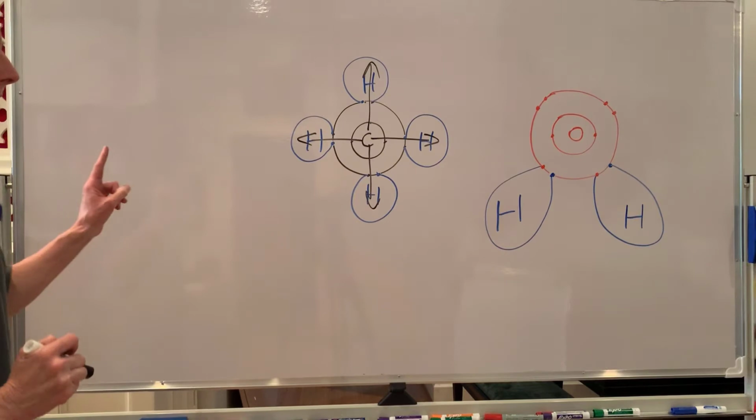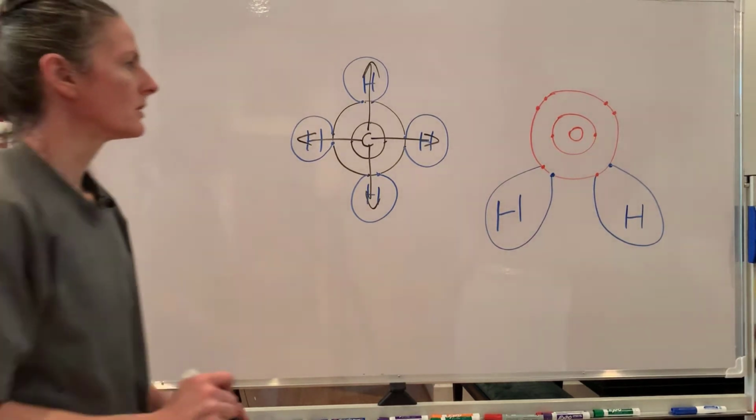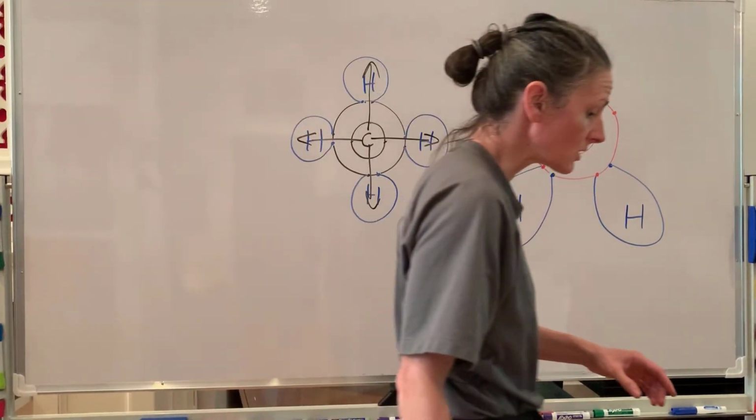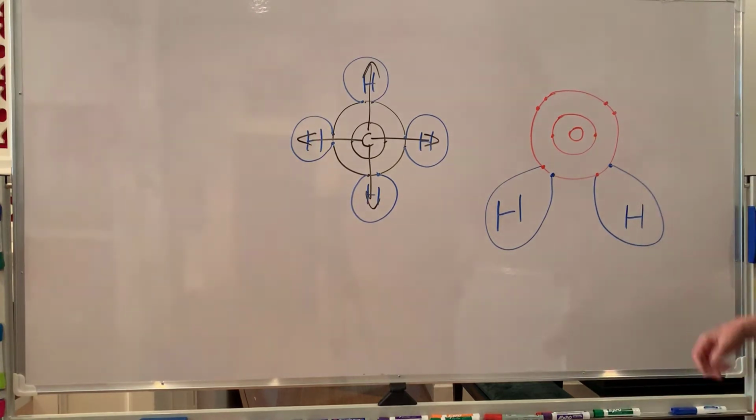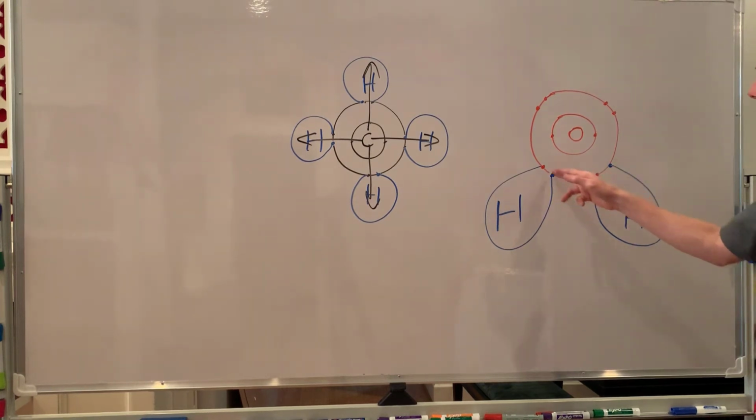Now let's look at water. Water's a bit different. So when we combine oxygen with hydrogen to form water, remember oxygen has 8 electrons, so 6 in the outer shell, and it will share an electron with hydrogen to form 2 covalent bonds with a hydrogen each.